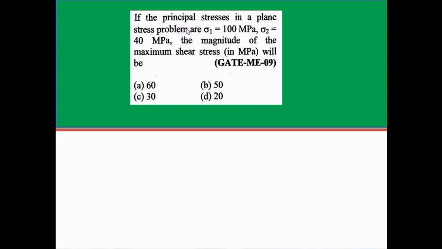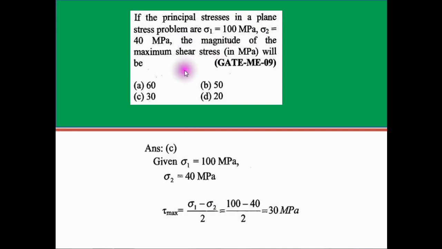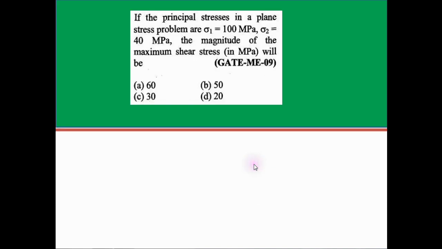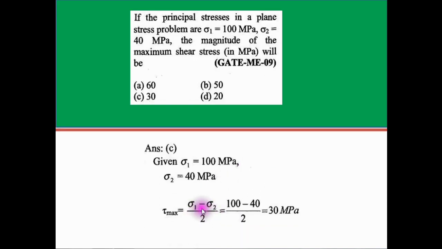If the principal stresses in a plane stress problem are sigma 1 equal to 100 megapascal and sigma 2 equal to 40 megapascal, the magnitude of the maximum shear stress will be equal to the radius of the Mohr circle. It can be calculated using this formula, tau max equal to sigma 1 minus sigma 2 upon 2, or using this formula, root of ((sigma x minus sigma y) upon 2) whole square plus tau xy square. Now using this formula, we get 30 megapascal. Answer is C.